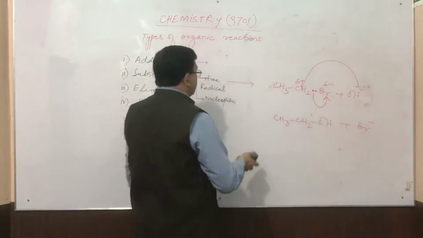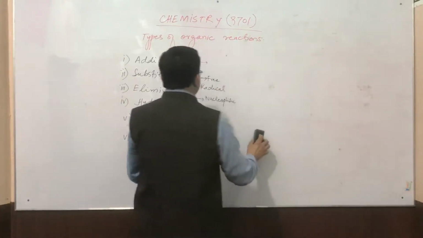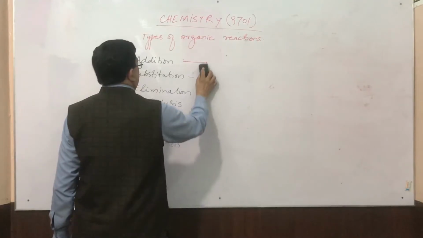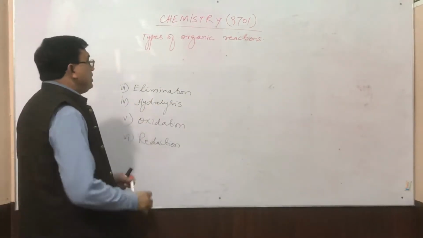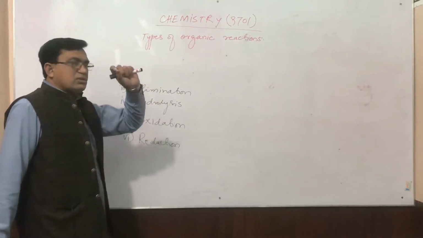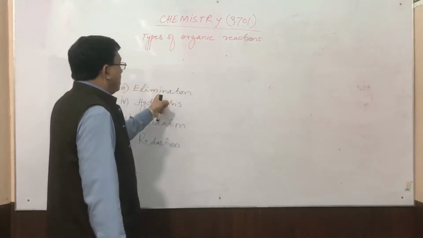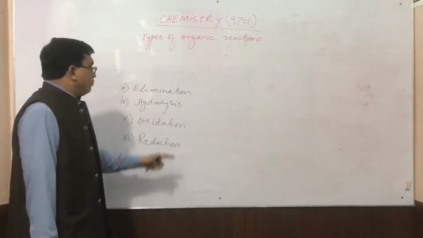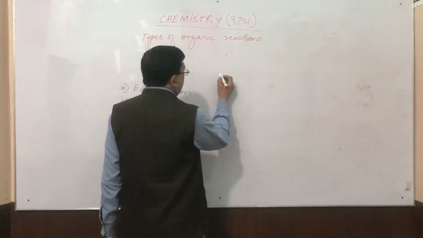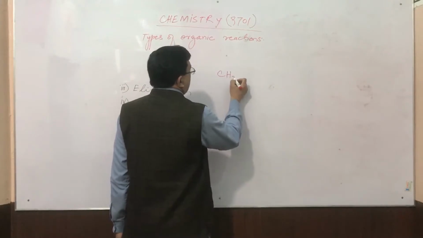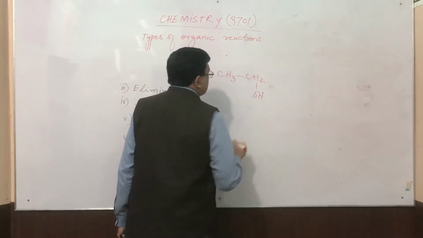Now next is elimination reactions. Elimination reaction means to eliminate a small portion or small molecule from a certain hydrocarbon. For example, if we have ethanol, CH3CH2OH.